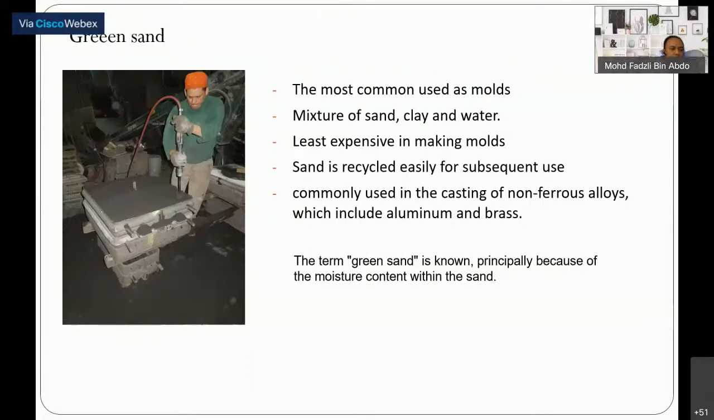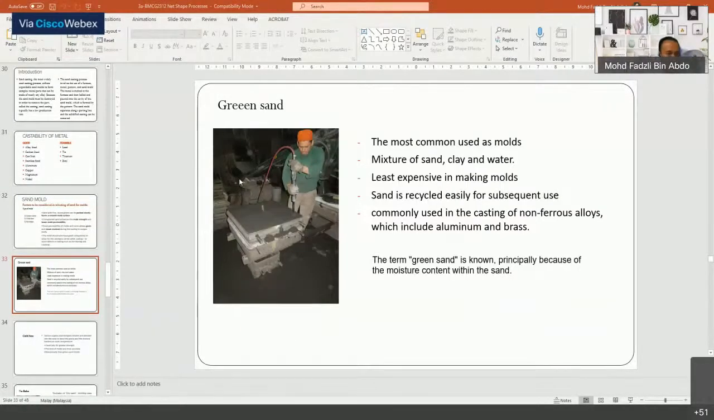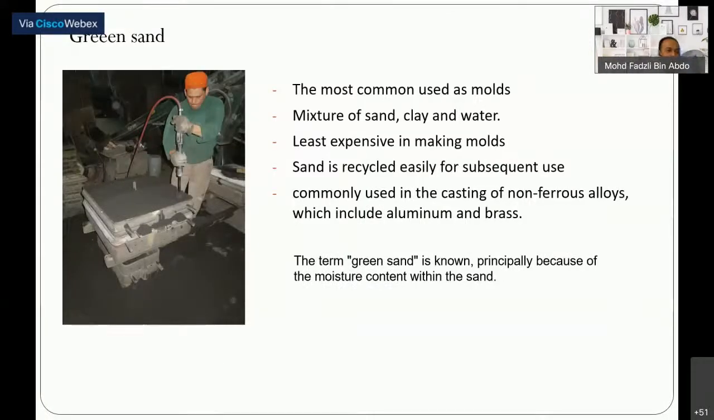Ni adalah green sand. The most common use as a mold, mixture of sand, clay and also the water, least expensive in making mold. Sand is recycled easily for subsequent use, commonly used in the casting for non-ferrous, which include aluminium and brass. The term green sand is known principally because of the moisture content within the sand. Okay, ini adalah green sand. Saya tak tahu saya ada video tak? Ada. Okay, ini paling simple lah, green sand.